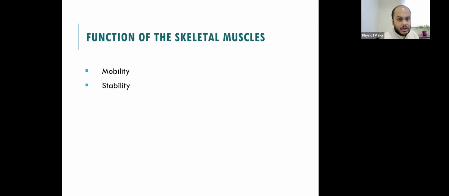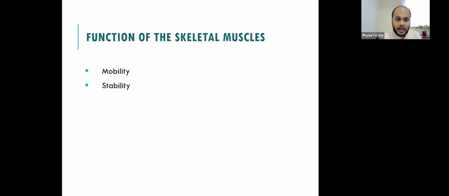Moving on, when I'm talking about the function of the skeletal muscles, there are predominantly two major functions that a skeletal muscle performs. One is mobility. What do I mean by mobility? It is the ability of the body to move from one place to the other, or the ability of the joints to move over each other. That's the ability of movement which the skeletal muscle provides the body.